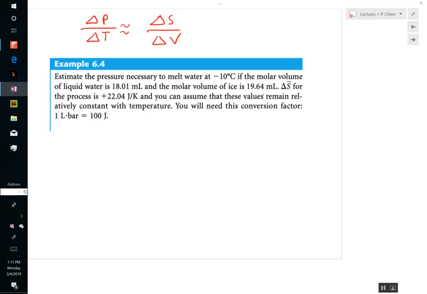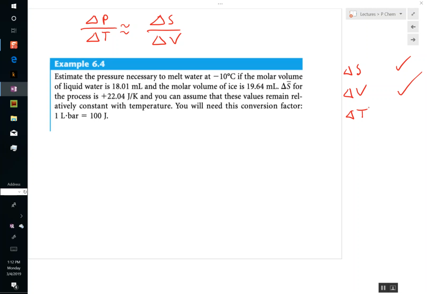Okay. So delta S for this process is given. We're given the information to calculate the change in volume. What else do we need? Oh, we're given the temperature. We're given the delta T. What's the delta T? Estimate the pressure necessary to melt water at minus 10 degrees centigrade.